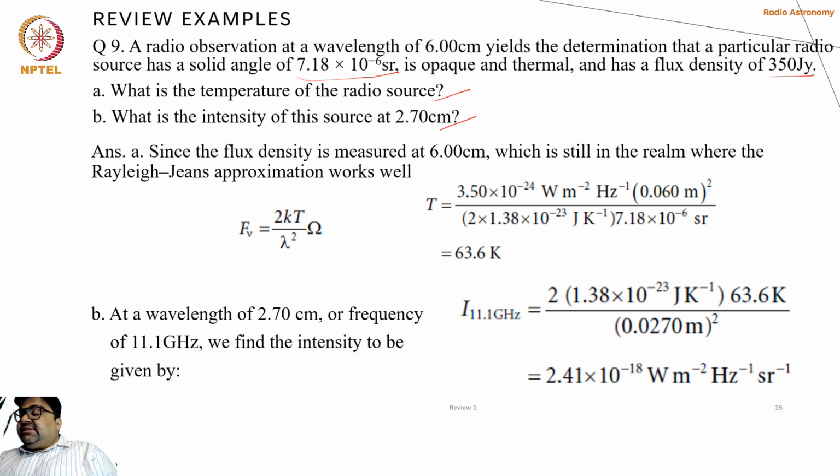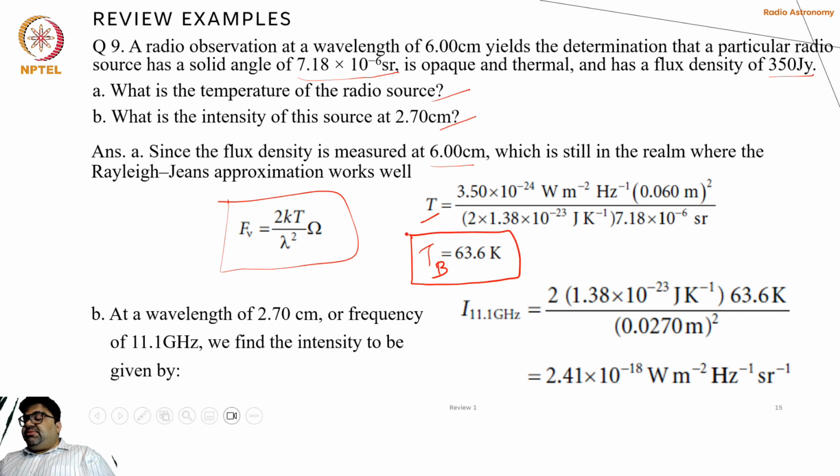Flux density is measured at 6 centimeter, which is still in the realm of Rayleigh-Jeans approximations. So for T, we just take F nu as 2 kT over lambda squared times the steradian. We just substitute all the values and get the value of T, which is the brightness temperature, to be equal to 63.6 Kelvin.